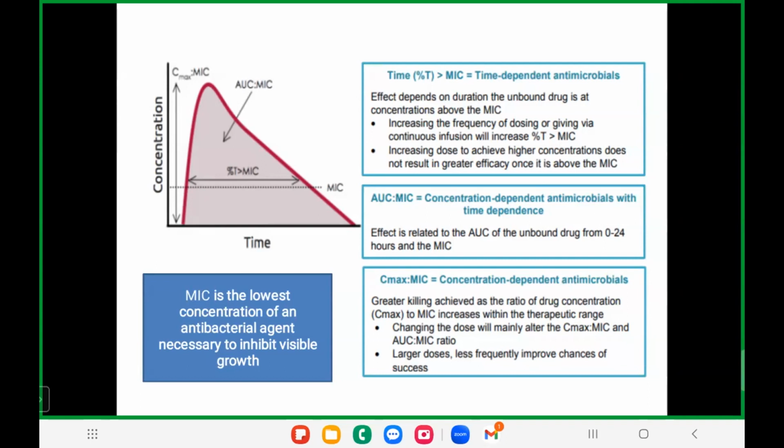And we have some antibiotics like vancomycin, so they will act both ways. So for them, you need AUC by MIC. It is the area under the curve. It is not like a single point of measurement like x-axis and y-axis. You have to take the whole area above the MIC, to determine the efficacy of the antibiotic and the duration and dosing of the antibiotic.